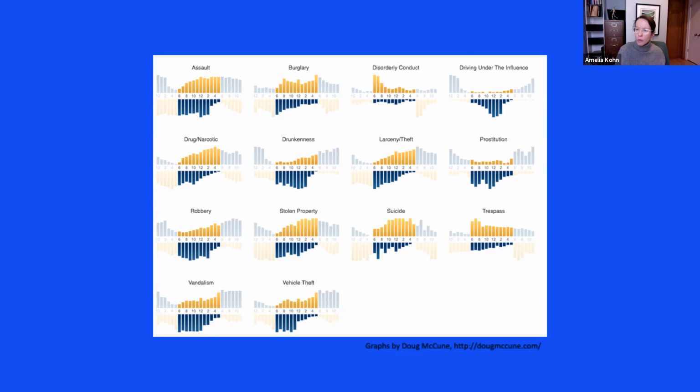Making those comparisons would be really hard if you were looking at charts, you know, kind of flipping through a slideshow or a report. But when they're placed side by side, you can make a lot of interesting discoveries.